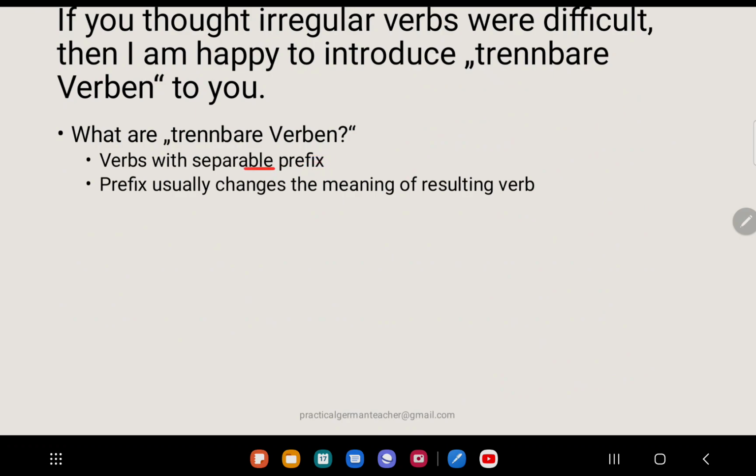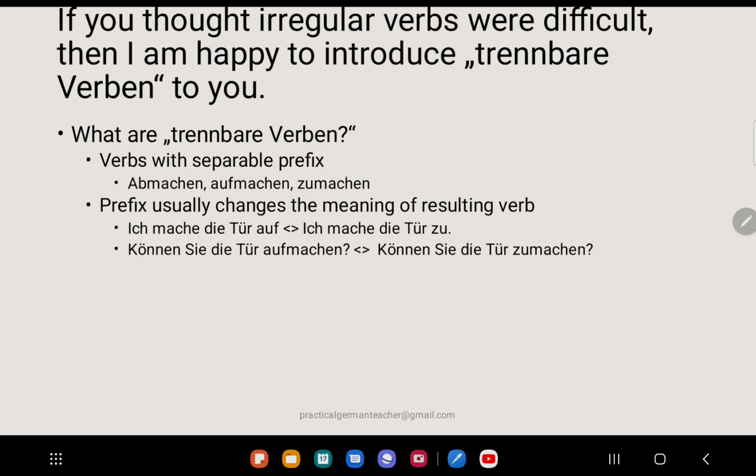What are they? They are verbs with a separable prefix, and the prefix usually changes the meaning of the resulting verb. So let's look at how the meaning changes. For example, you know the verb machen, right? Machen means to do, to make, used very commonly in the German language. But if you add the prefix auf to it, so if you are saying, auf is not a part of here. I mean, it should be here, right? But with the verb. So the verb is actually aufmachen.